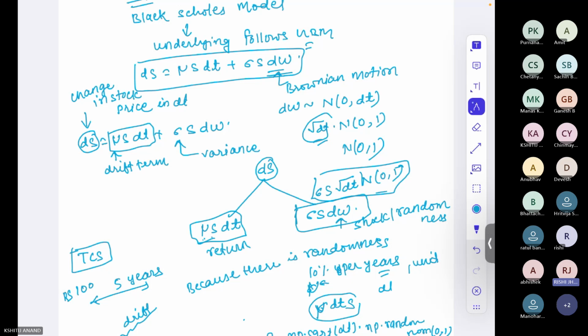Do we assume the change in stock price to be a function of time and some randomness? Yes, obviously it is a function of time, and some randomness, of course. Okay, thank you. Any other doubt?